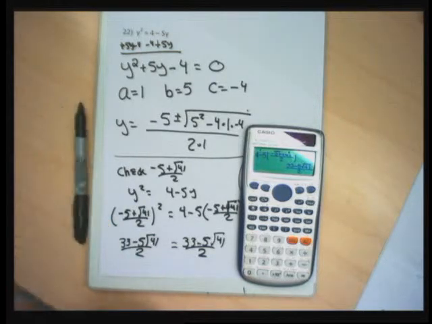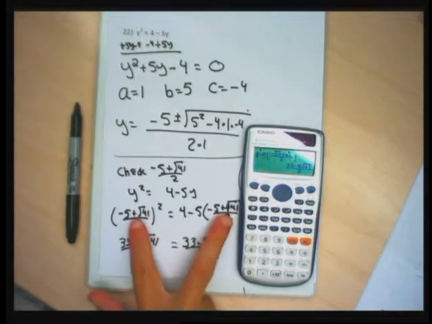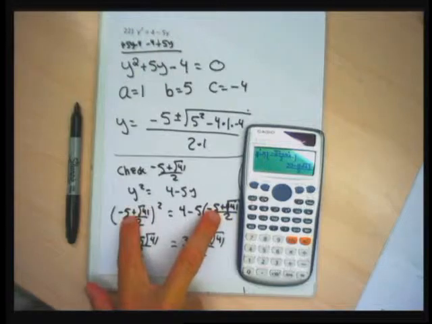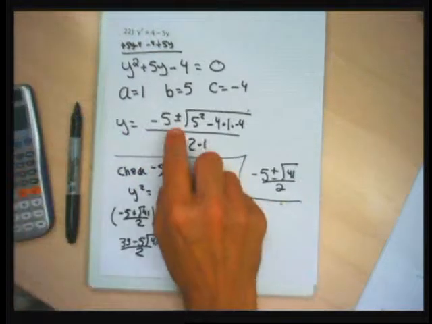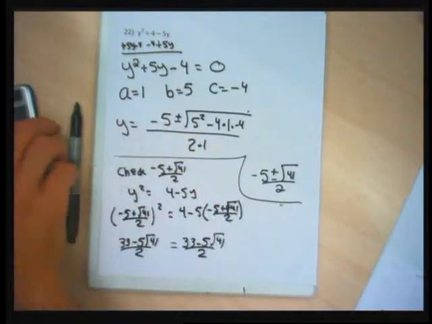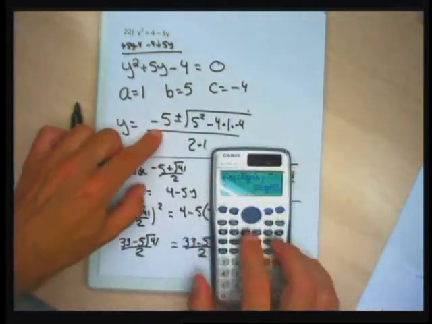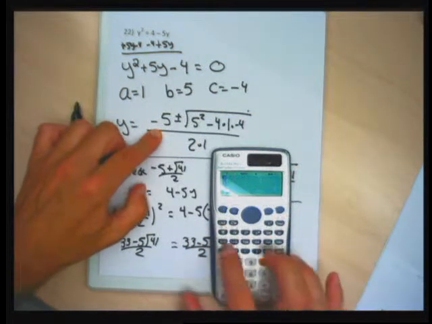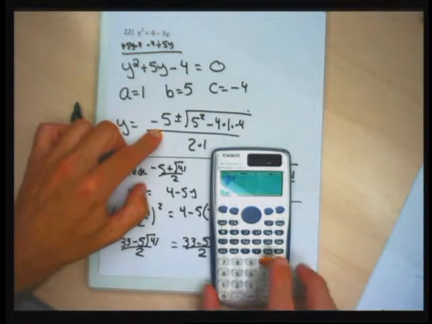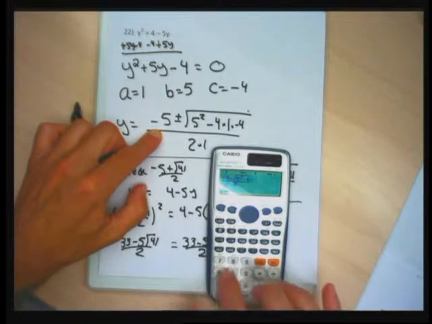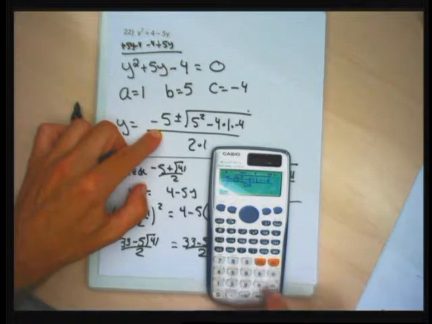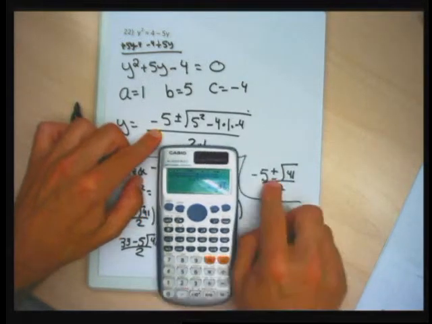I'm rolling the dice twice here. I've never come across a problem where checking a plus worked and checking the minus didn't, so I'm assuming the minus worked. And I didn't even do this minus on my calculator. Let me do that real quick just to make sure. I'll do this with the minus. Negative 5 minus square root of 5 squared minus 4 times 1 times negative 4, over 2 times 1. And I get the exact same thing.